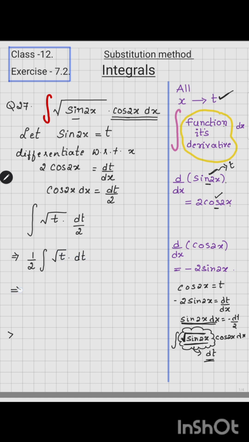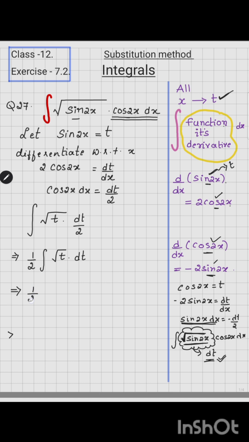So you might think, why did we not equate cos 2x equal to t? Because if we differentiate cos 2x also, we will get sin 2x and both of them are in the integrand, right? So why are we not equating cos 2x equal to t? Because in the question we have square root of sin 2x and there we need to encounter with this dt and square root. So for this reason we are not writing cos 2x equal to t, we are just writing sin 2x equal to t.